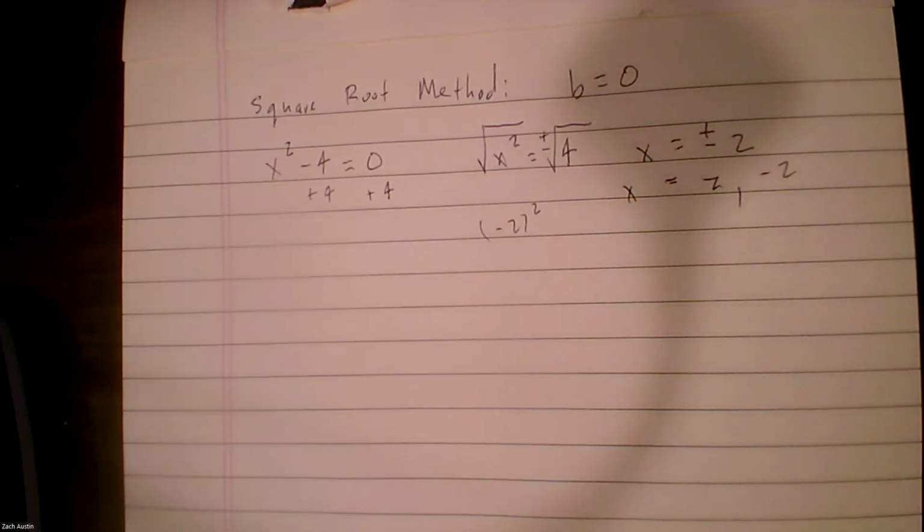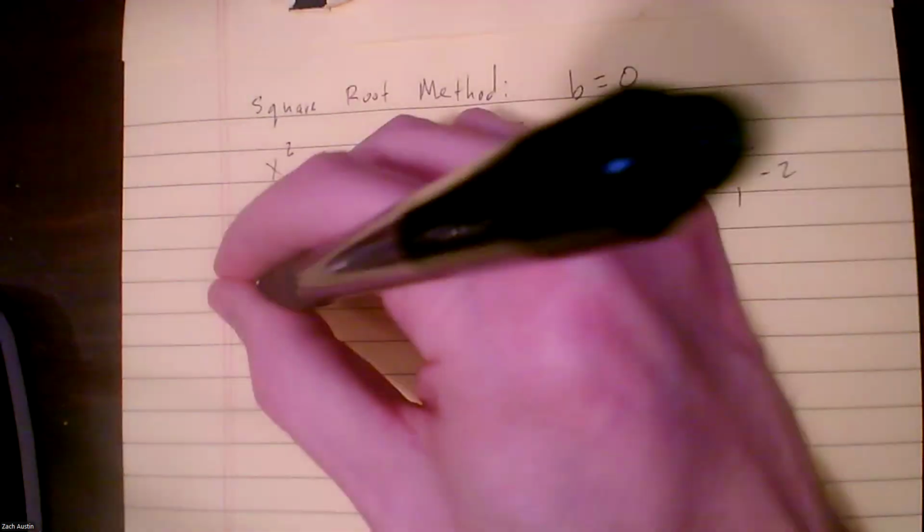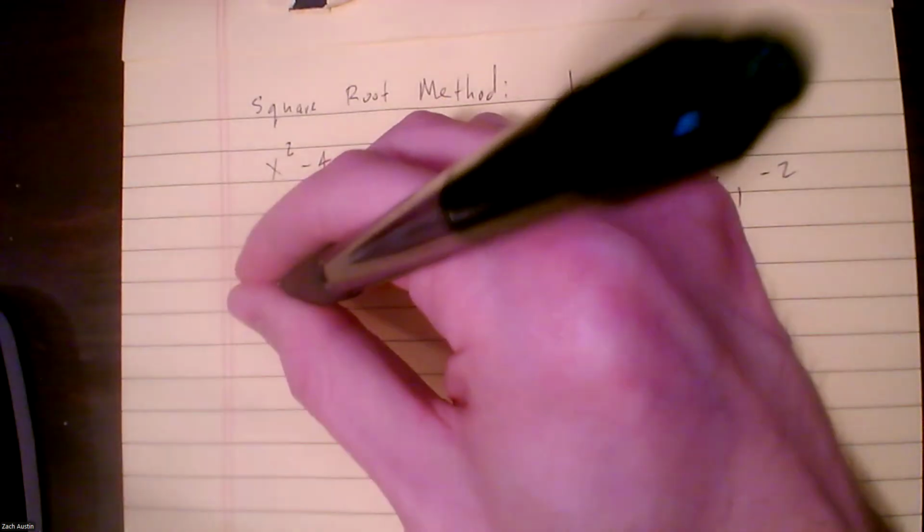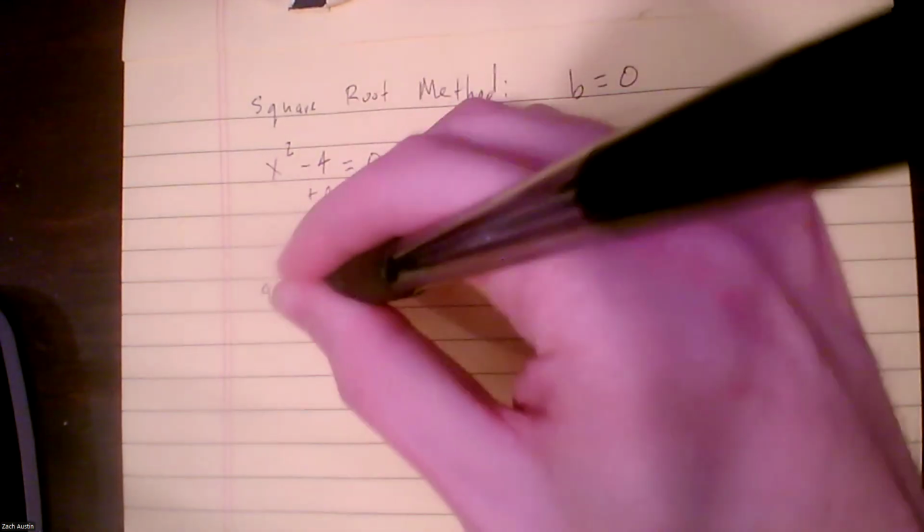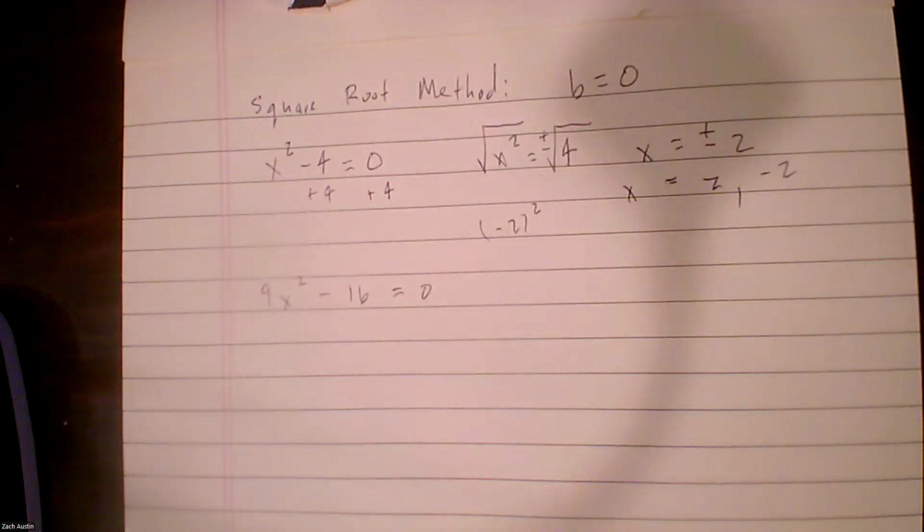Okay, so when we use this square root method, those are going to be our steps. We're going to isolate the x squared on one side, do a little algebra to make that happen. Then once the x squared's by itself, we're going to take the square root of both sides, and we're not going to forget to put the plus or minus in front of that right side square root when we get there. Okay, so let's do another one. Let's do one that's slightly trickier. Let's say we have something like this. So 9x squared minus 16 is equal to 0.